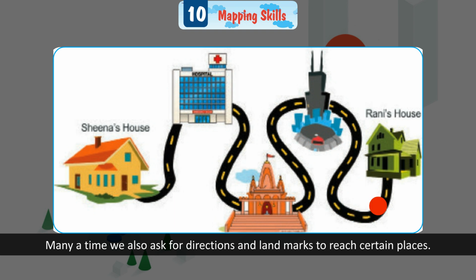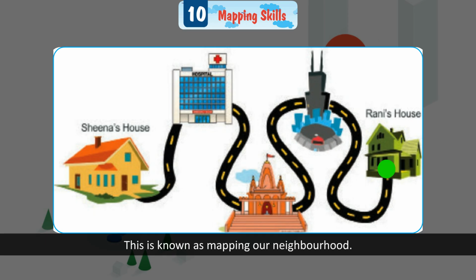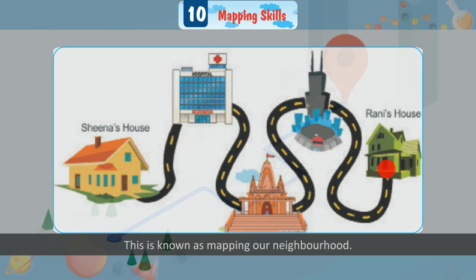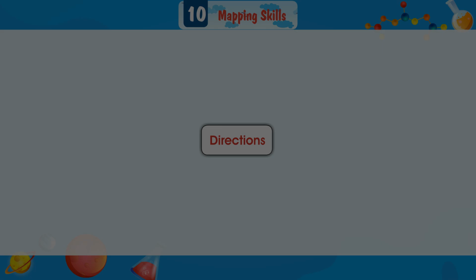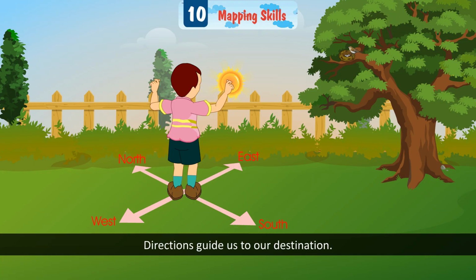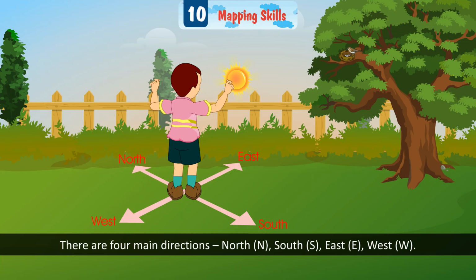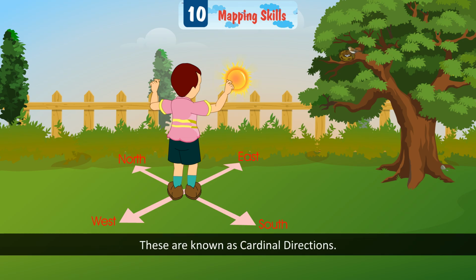Many a time we also ask for directions and landmarks to reach certain places. This is known as mapping our neighborhood. Directions guide us to our destination. There are 4 main directions: north, south, east, west. These are known as cardinal directions.